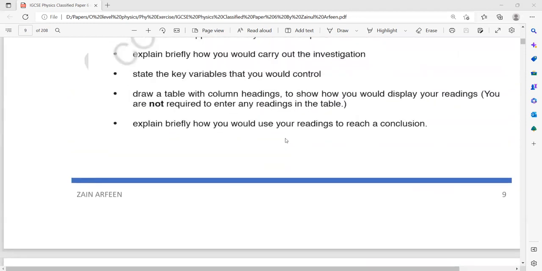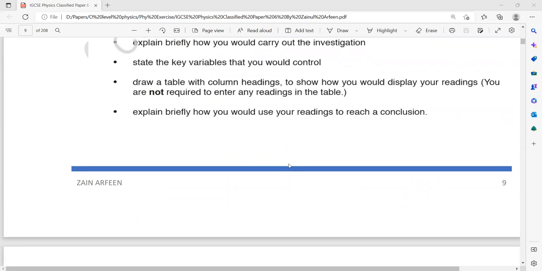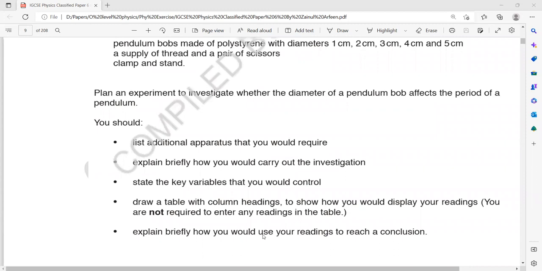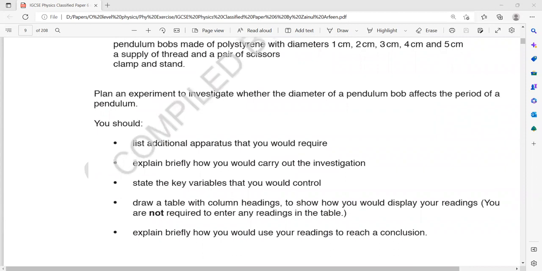Then explain how you would use your readings to reach a conclusion. Like how we get the answer; we don't have to say what the result will be. We have to say how we will reach the conclusion. Whenever we want to reach a conclusion, we want to find a relation between two quantities. The best way is to plot a graph. And what graph will we plot? A graph between the size, or diameter, and the time period.